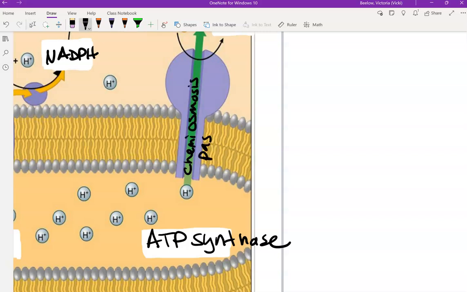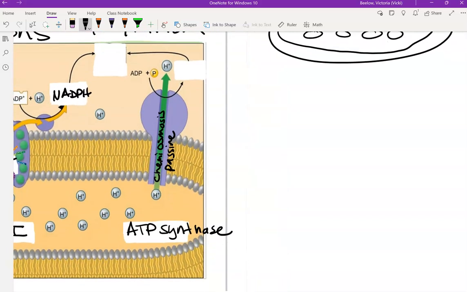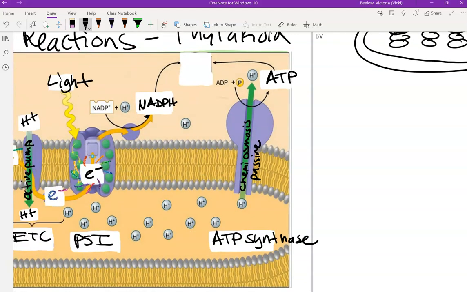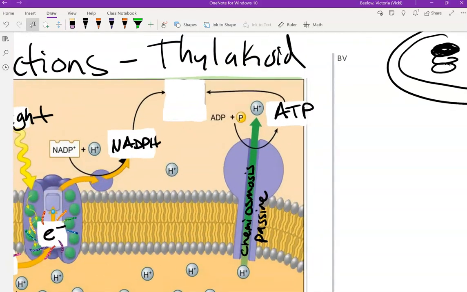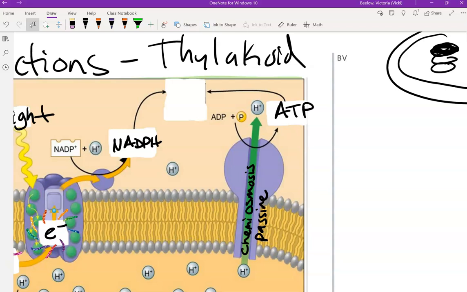And remember, that is a type of passive transport. So that just happens without energy being required. And as this is happening, that powers ATP synthase so it can make ATP, another thing that we needed to make at the end of these reactions. And both of these things will now go to the dark reactions. We can abbreviate it RXNS / Calvin cycle.